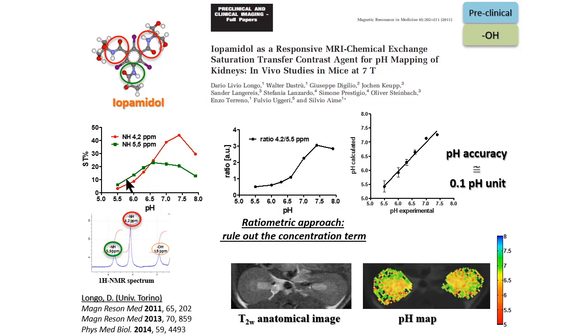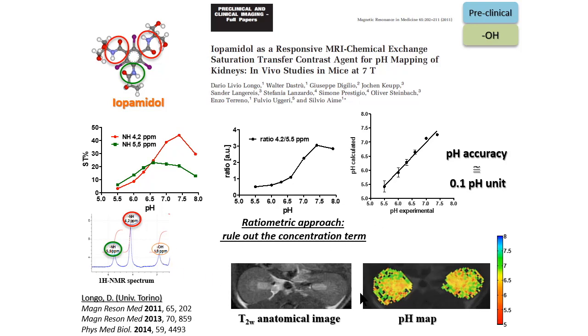If we look at the saturation transfer extent by irradiating one of the amides with respect to the other, the green and the red, we may notice that there is a different response of the saturation transfer level as a function of the pH of the two sites. Therefore, we may ratio these values with respect to the applied magnetic field, and then, when we measure experimentally the ratio in the saturation transfer from the two sites, determine unambiguously the pH of the compartment.